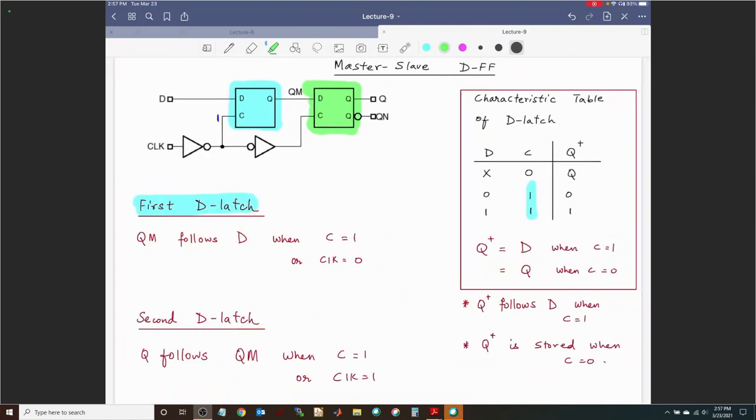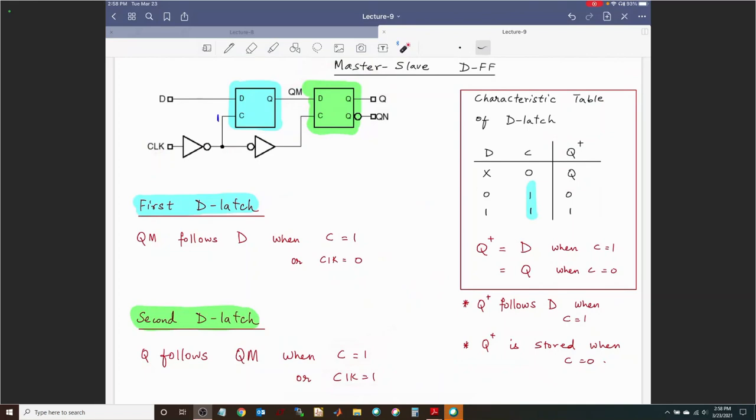For the second D latch, I'm going to apply the same criteria here, where now Q, your final output of the flip-flop, will follow QM when there is a 1 here, right? If you want a 1 there, you need a 0 there. If you need a 0 there, you need a 1 there, right? So Q will follow QM when C is 1. So that means you need a C as 1 here. If you need a C of 1 there, you need a C of 0 there. And you need a 1 there. So C is 1 means clock is 1. So you see what is happening.